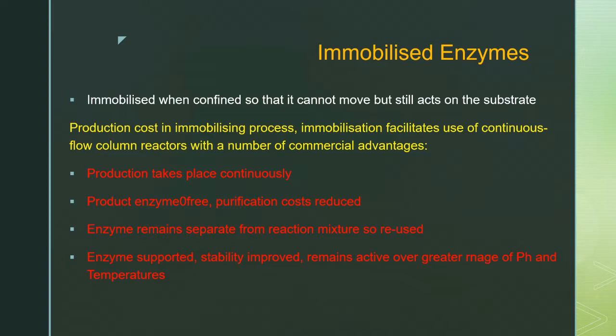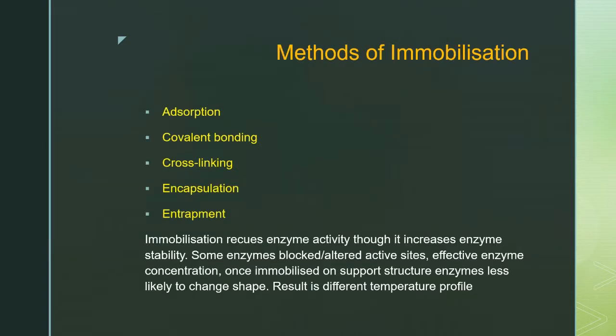But also the enzyme is not only supported and stability will be improved, but it will remain active over a greater range of pH and temperatures, and as we mentioned earlier, those can denature enzymes. Methods of immobilization are adsorption, covalent bonding, cross-linking, encapsulation, and entrapment. Immobilization can reduce enzyme activity, though it increases enzyme stability.